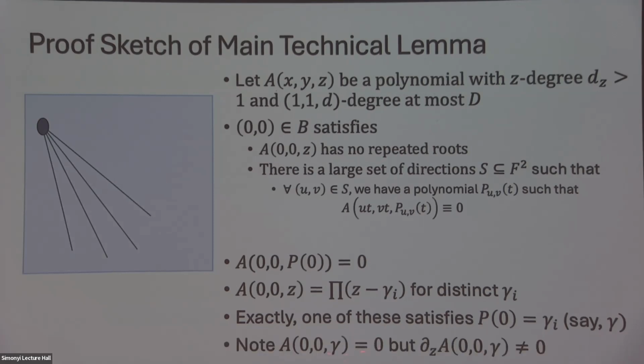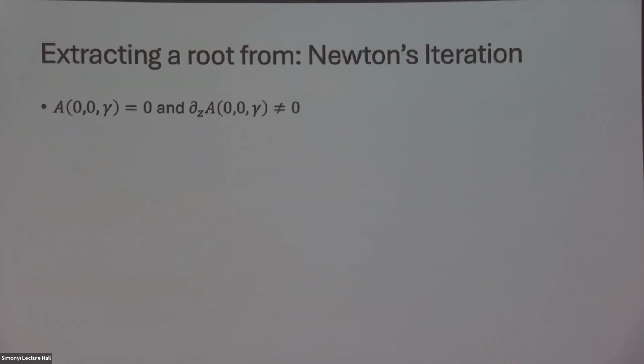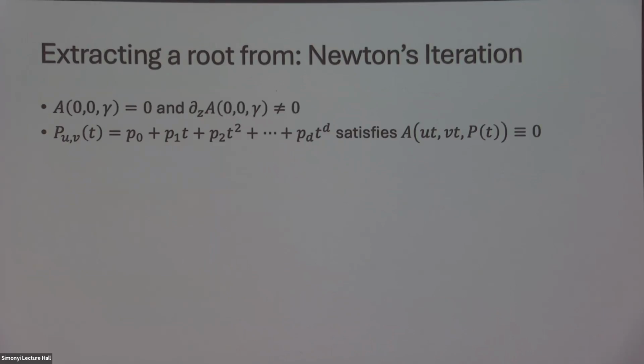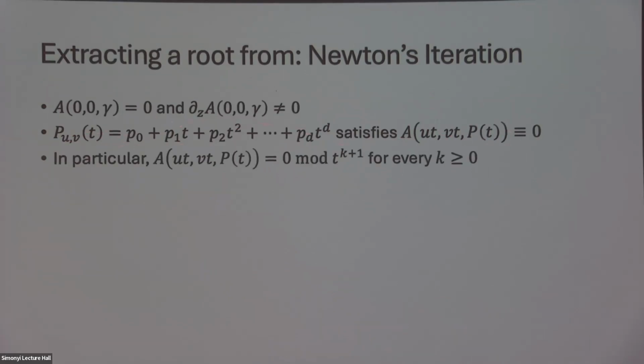And furthermore, this is a root, but gamma is not a root of the derivative itself. So let's extract this root. We already know that this polynomial satisfies this. We know this particular line already, but let's extract it. We know A(ut, vt, pt) is identically 0. In particular, it's also 0 mod t^(k+1) for every k. K equals 0 is exactly the equation we had previously, which was A(0,0,gamma) is 0.